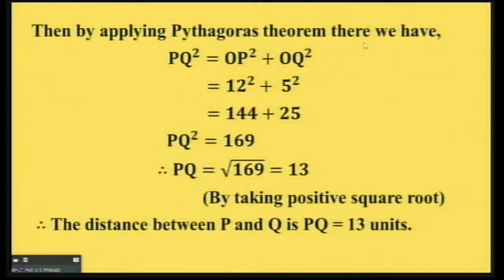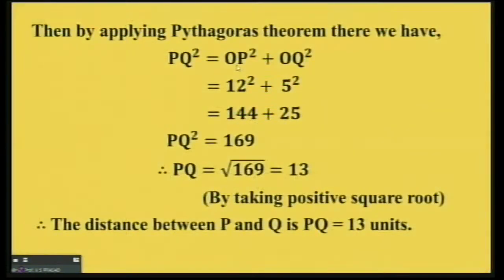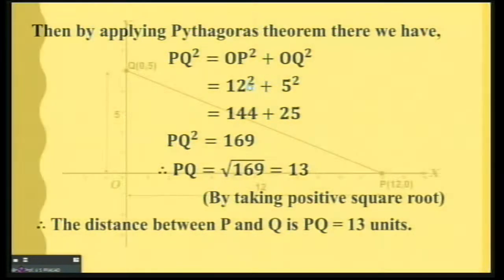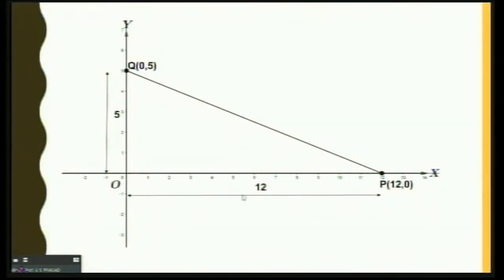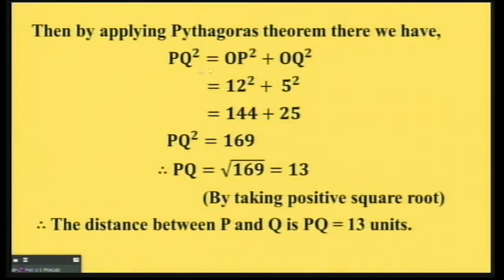By the Pythagoras theorem, PQ square, where PQ is the hypotenuse, is equal to OP square plus OQ square. OP square is along the x-axis and OQ square is along the y-axis. OP is given as 12, therefore it becomes 12 square plus 5 square. 12 square is 144 and 5 square is 25. The sum of them is equal to 169.